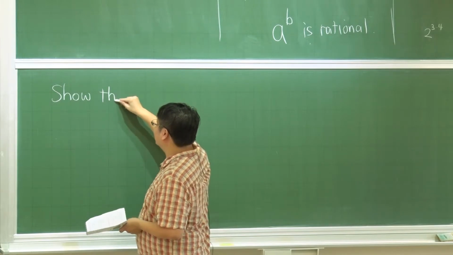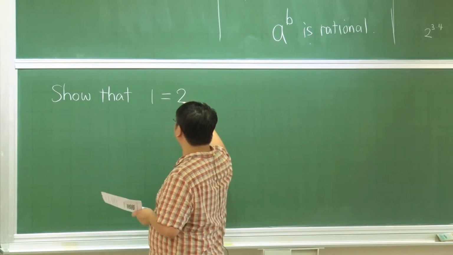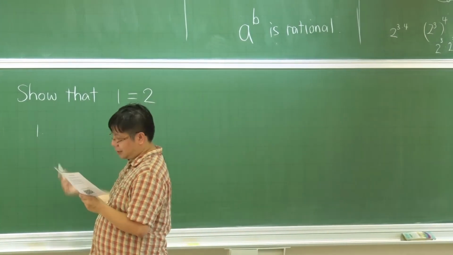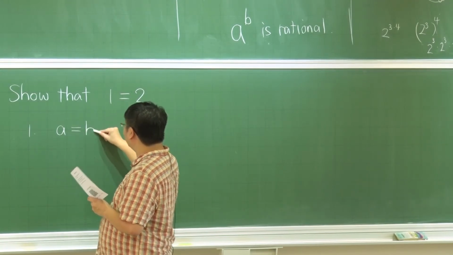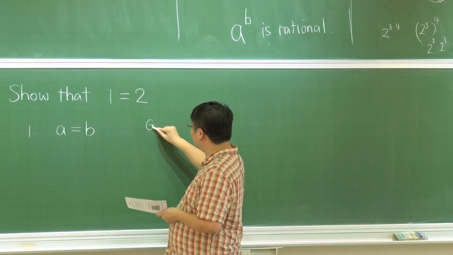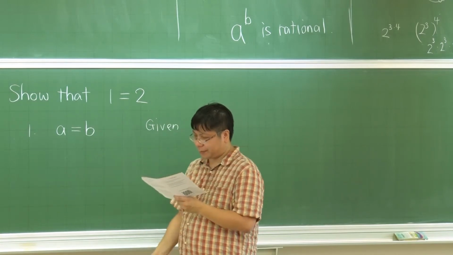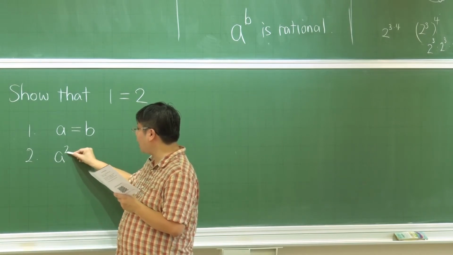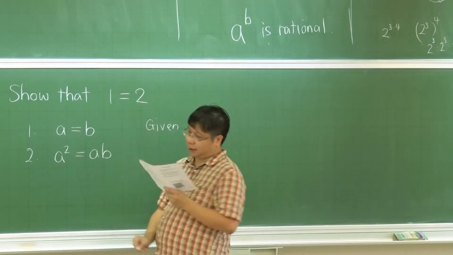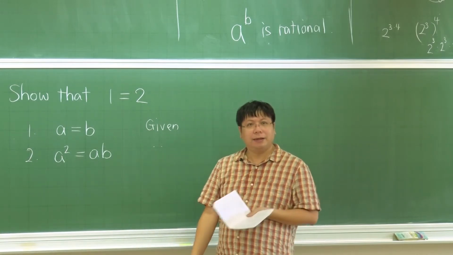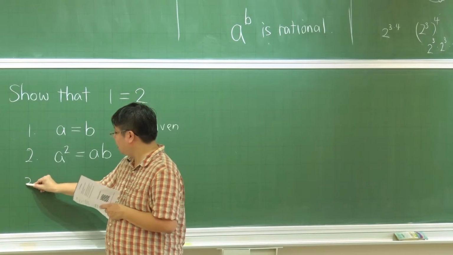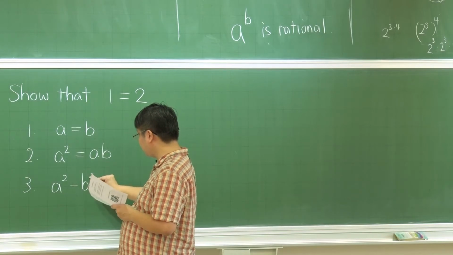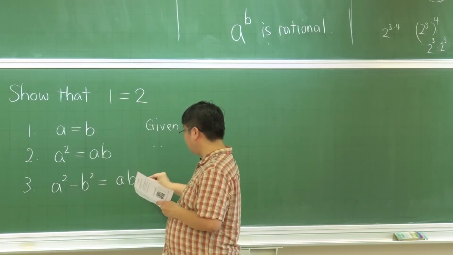We are going to show that 1 is equal to 2. So the first step is, let's assume that A is equal to B. Let's say this is a premise, a given thing. We start with a given thing. So using A is equal to B, let's multiply both sides by A. So we have A squared is equal to AB. You have the reason: multiply A onto both sides. Then let's deduct B squared from both sides. So A squared minus B squared is equal to AB minus B squared.